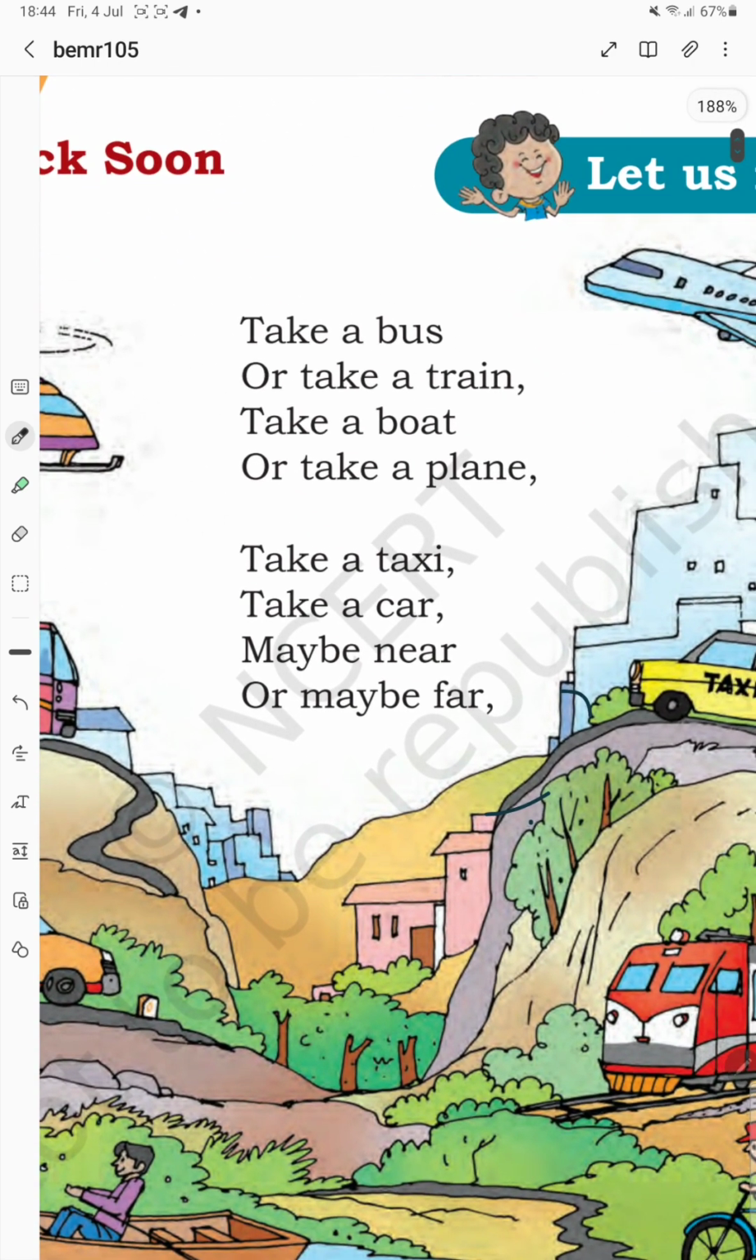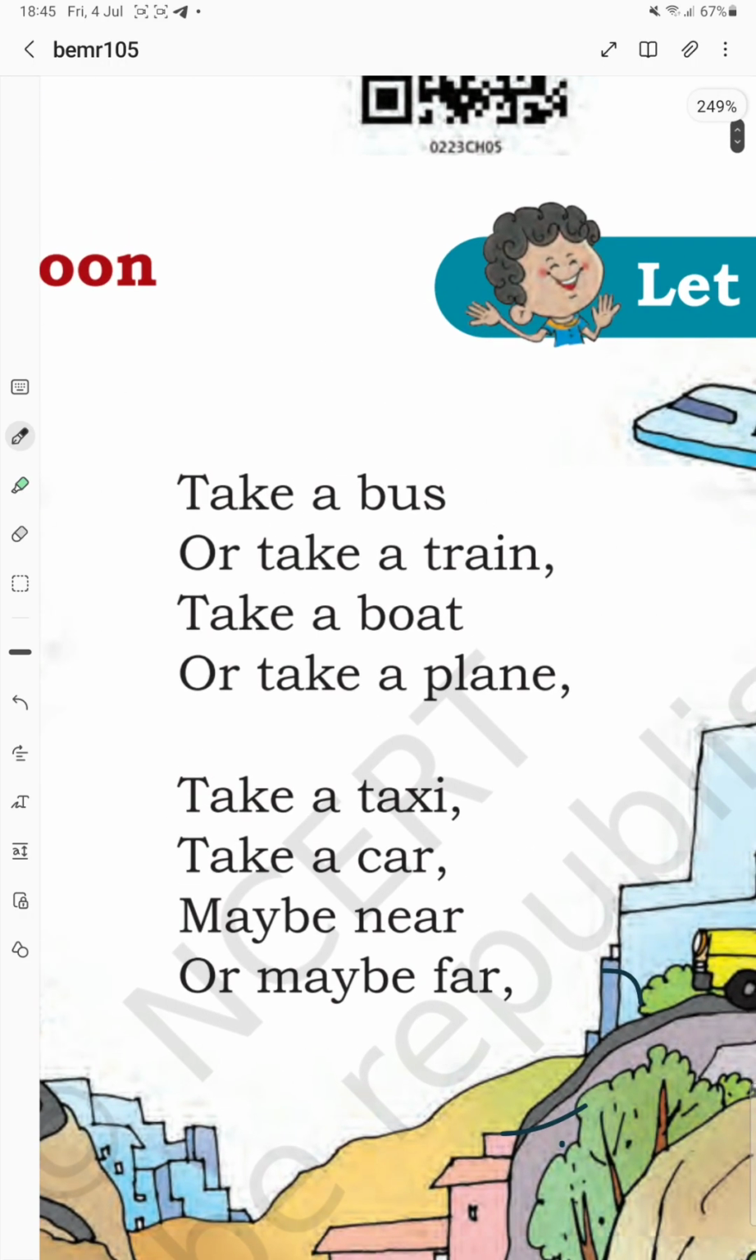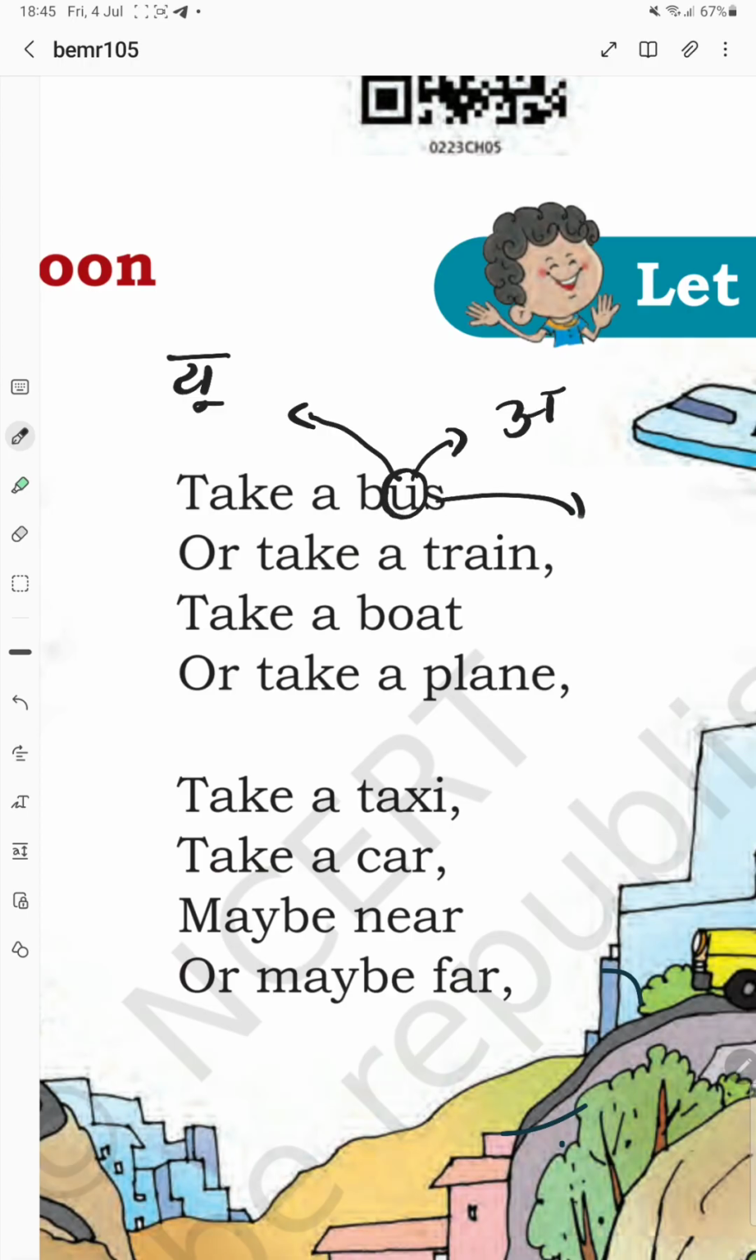Take a bus. These are very simple words, but we can read so many different phonic sounds with the help of these simple words. Just like in the word bus, the letter u is very tricky. Why? Because it gives so many different sounds. Sometimes it gives the u sound, sometimes it gives the a sound, just like in the word bus, and sometimes it gives the oo sound.